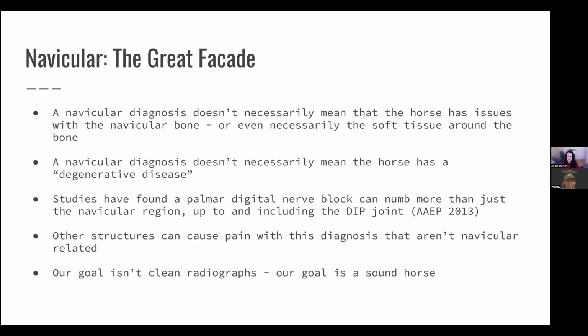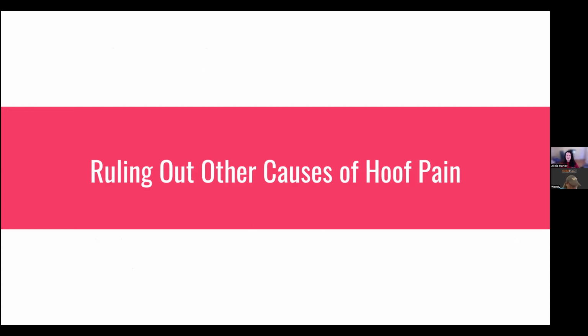All right, so how can we rule out other causes of pain? This is going to be the bulk of this webinar. I want to slowly do an elimination-style rehab on my navicular cases. I want to take out as many things that could be causing pain in that horse's hoof and see what we get before I just say, okay, this horse has chronic issues that are always going to be uncomfortable. So we're going to talk through some of those now.